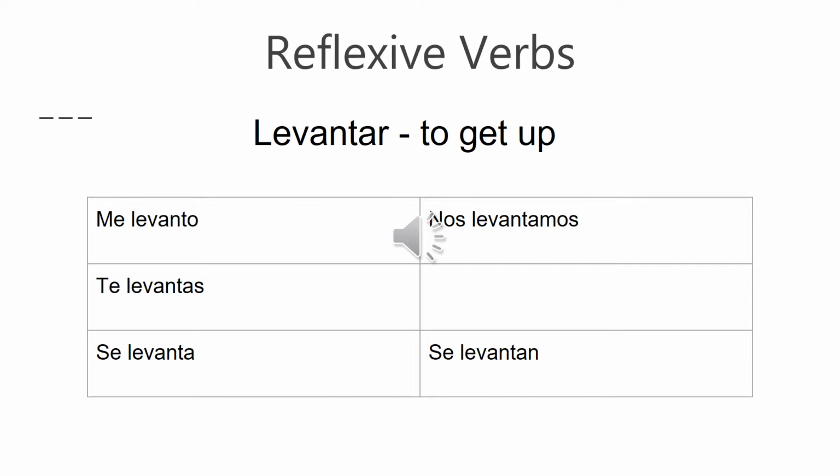The last reflexive verb that I'm conjugating for you, levantar, means to get up. Me levanto temprano, I get up early. Te levantas temprano, you get up early. Se levanta temprano, he or she gets up early. Nos levantamos temprano, we get up early. Se levantan temprano, they get up early.